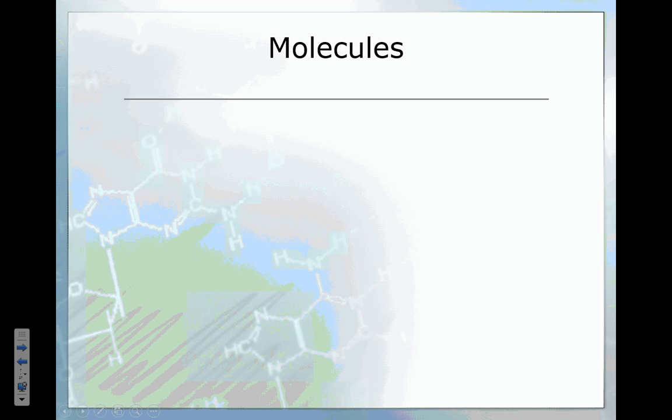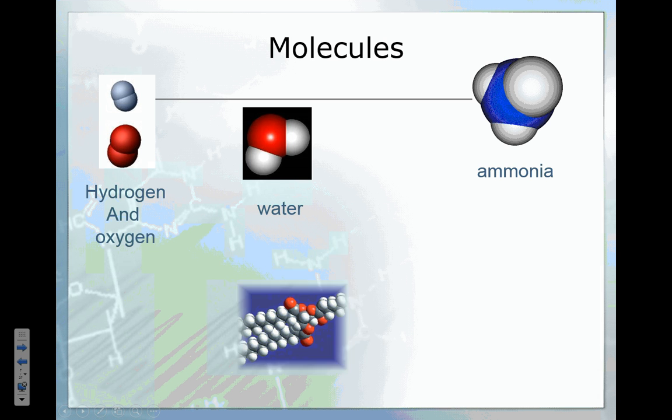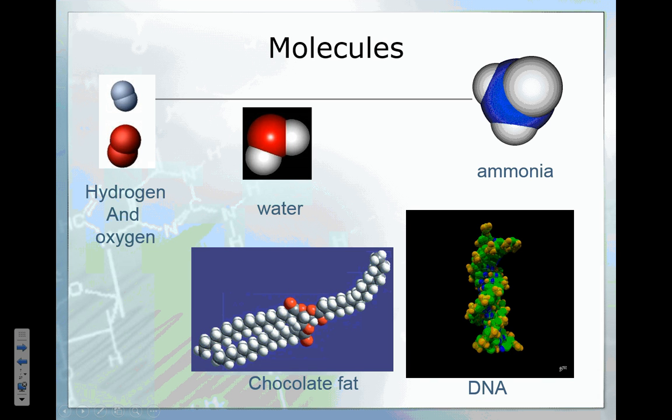Now, that is our first type of thing, elemental substances. How do we find their names and formulas? Next would be molecular substances. What I've got here is a list of a bunch of different molecules. So we've got hydrogen and oxygen, diatomic molecules we just looked at. We've got water, we've got ammonia, and then some very complex molecular substances: chocolate, fat, and DNA. What do all of these have in common?